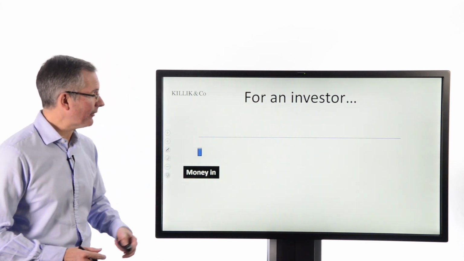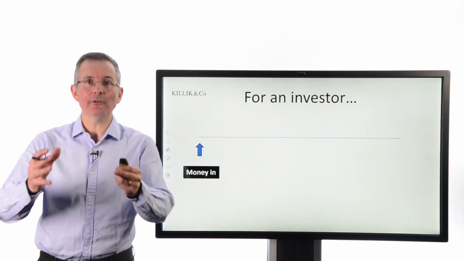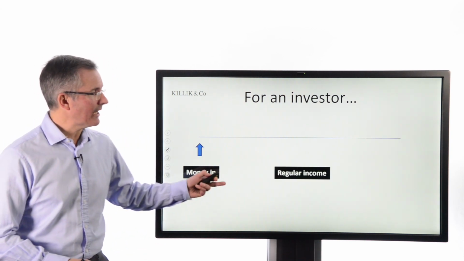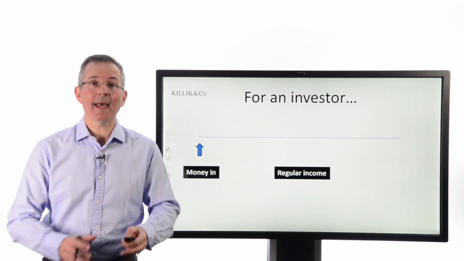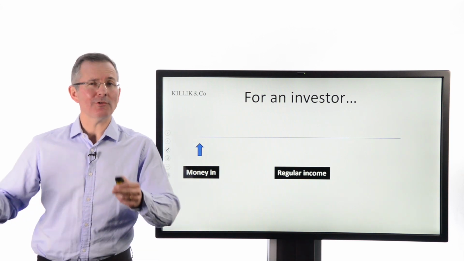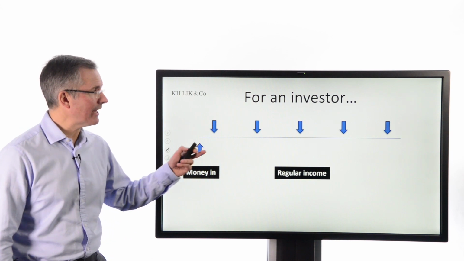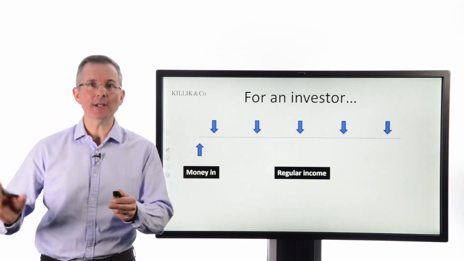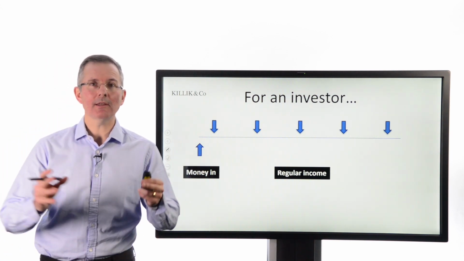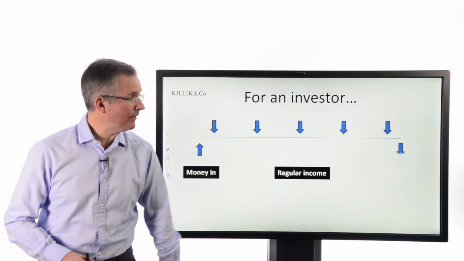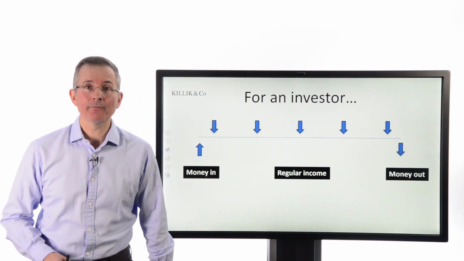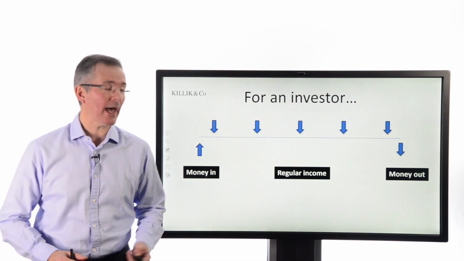So for an investor, the deal is money goes in, regular income is normally received and it's usually fixed, hence the expression fixed income security, but it doesn't have to be. So as an investor you receive a regular income stream at predetermined intervals, half a year, yearly, whatever it happens to be, and at the end you get your money out. All right, and this is a different deal to buying shares.